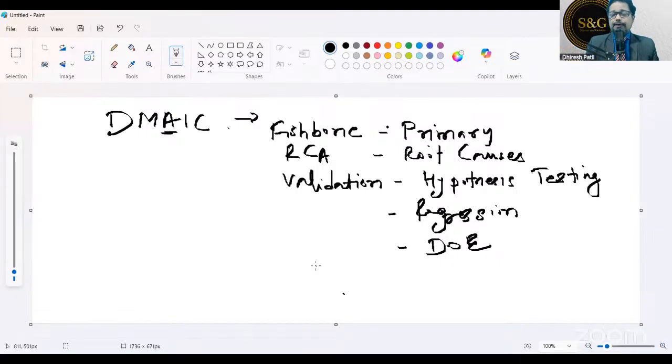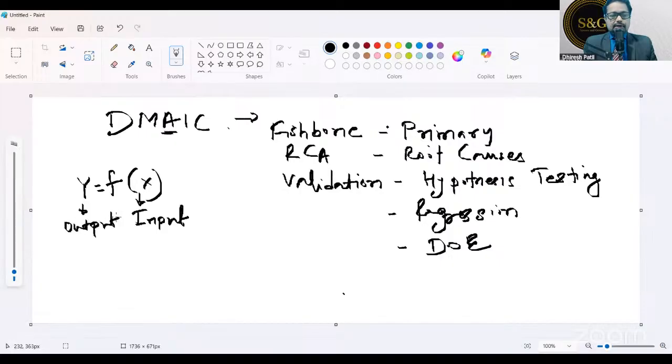When do we go for regression? When we have X and Y. Y is equal to function of X. Everybody remembers this equation? Whenever I say X, I'm referring to an input variable. X represents the input variable and Y represents the output variable. Remember this. It's universal. The input variable is basically impacting our output variable. So output is a dependent variable. Y is dependent on the input variables.